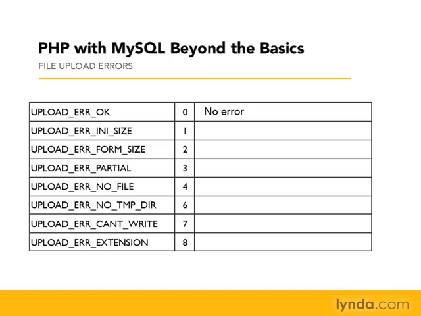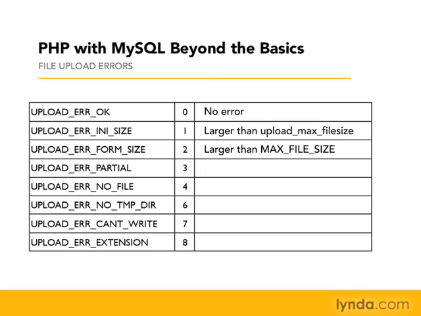So we've seen the first one. The second one, the INI size error, means that the upload was larger than what was specified in the PHP INI file. So we could either increase that, or we could return an error saying, hey, sorry, that file's too large. Now, error number 2 says that the form size was too large, which means that the max file size value we sent went over that number. So we have the ability to check for both. Did it go over our max file size? And did it go over the PHP size?